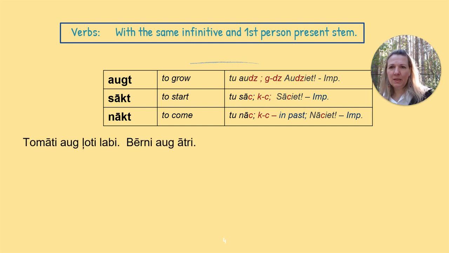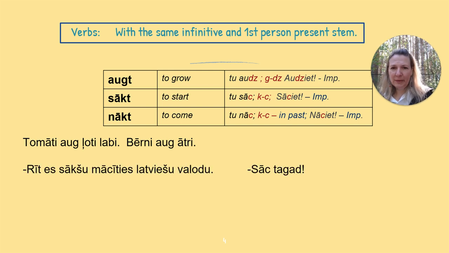So let's look at the sentences. Tomāti aug ļoti labi. Bērni aug ātri. So augt we can use either for plants or children as well. Rīt es sākšu mācīties latviešu valodu. So tomorrow I will start to learn Latvian language. Sāc tagad. Start now. Imperative form, but this is a tu form, so informal. So what would be the formal version or plural?